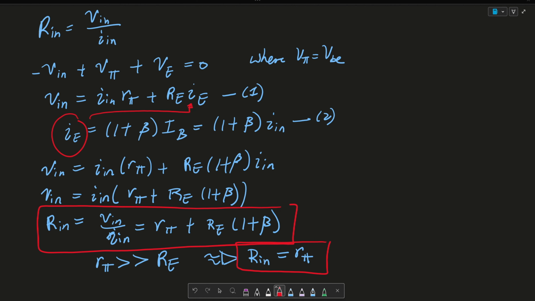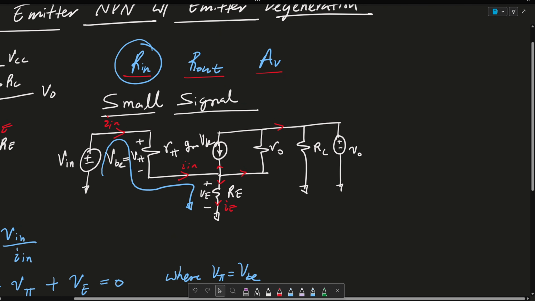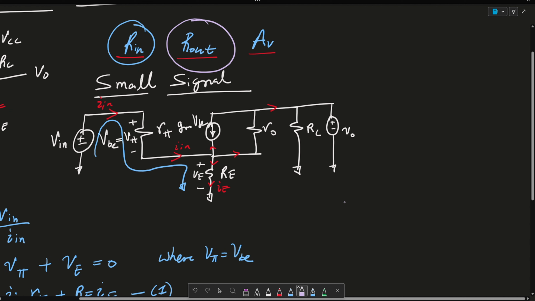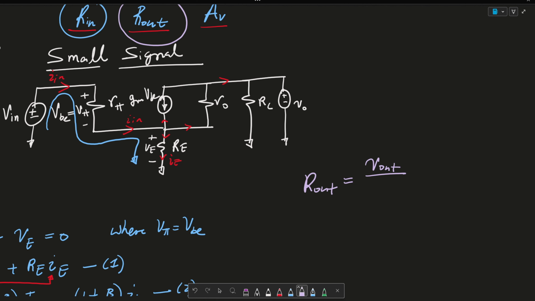So now let's talk about R out, the proof for R out in this situation. Use purple. R out is a bit tricky because what we're going to do is say that R out is equal to V out over I out when V in is equal to 0.